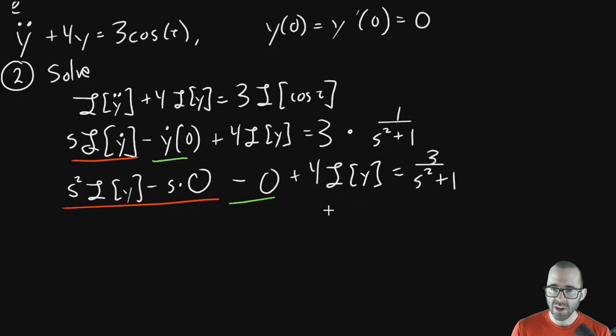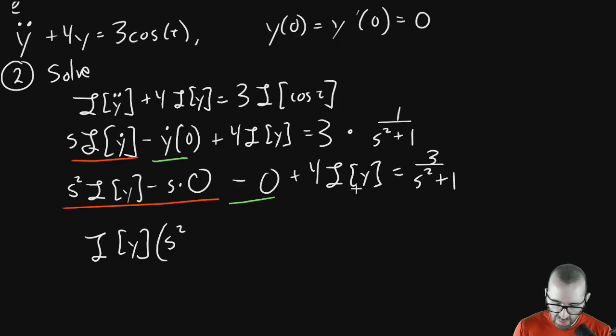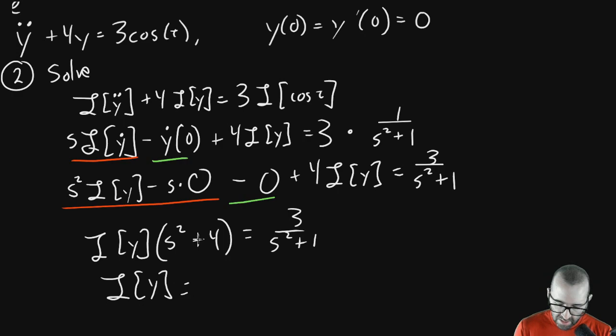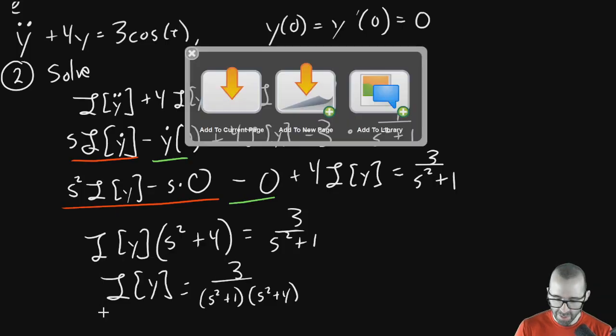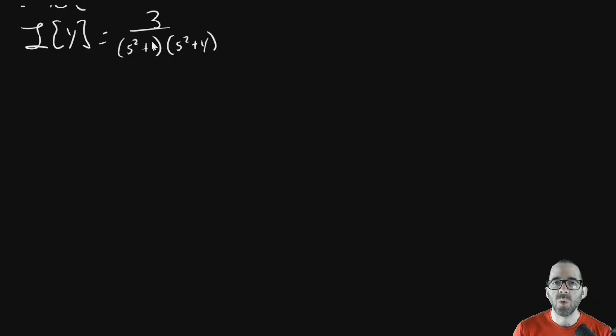We need to solve for the Laplace transform of y so we can undo it with the inverse Laplace transform. We do that by factoring it out. We're left with an s squared, as we often will be, plus 4. We get 3 over s squared plus 1. And we find out that the Laplace transform of y needs to be 3 divided by s squared plus 1 times s squared plus 4. We are not done. It's algebra time, because we don't really care about what the Laplace transform is. We want to know what y is. So of course y is going to be the inverse Laplace transform of this.